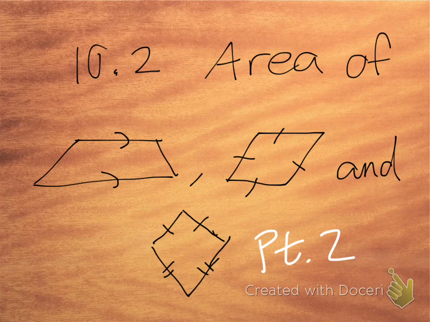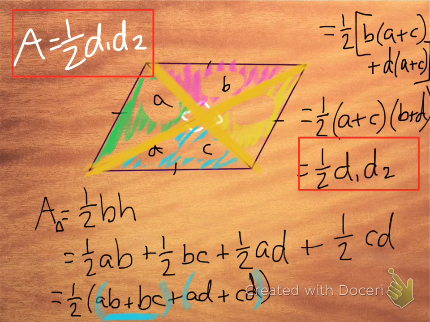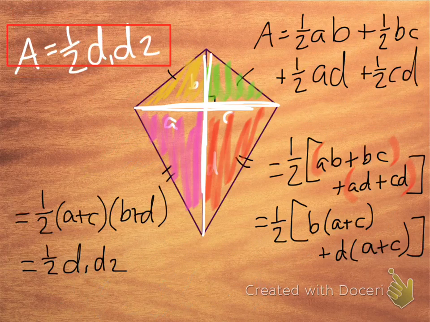Alright, this is part 2 of lesson 10.2, the area of trapezoids, rhombuses, and kites. The area of trapezoids, rhombi, some say, and kites. So let's look at the formulas we've seen before. The area of a trapezoid, 1/2 height, b1 plus b2. The area of a rhombus, 1/2 d1 d2. And the area of a kite, also 1/2 d1 d2.